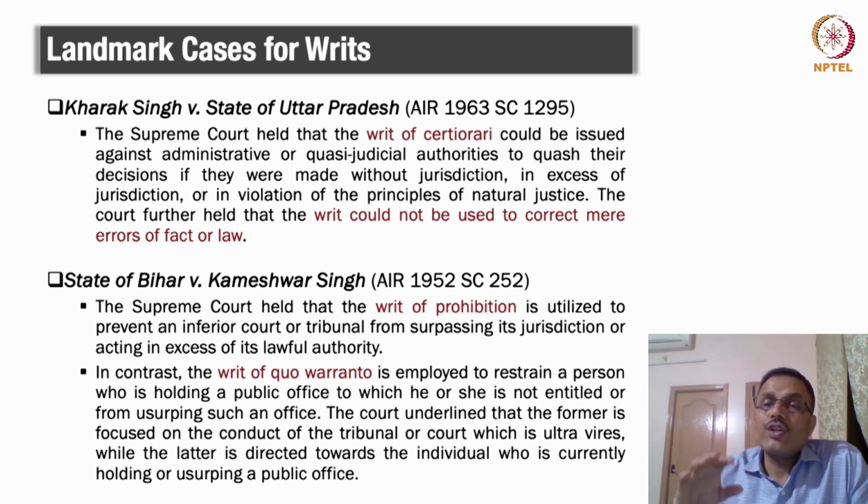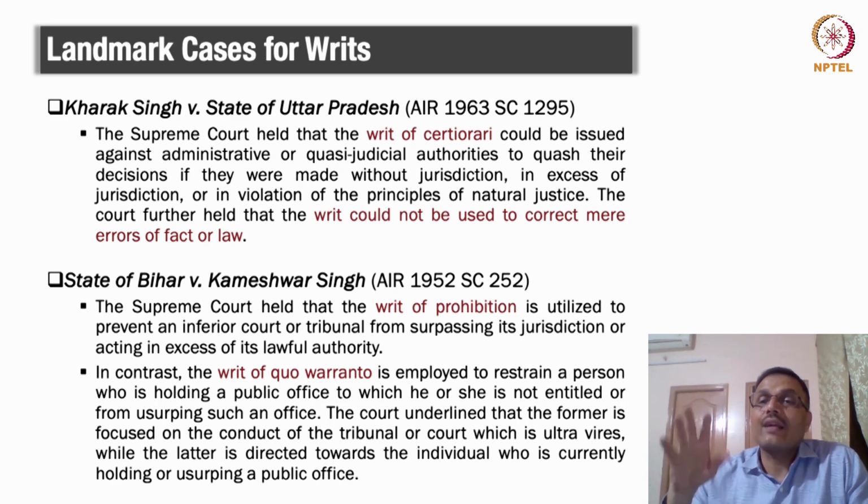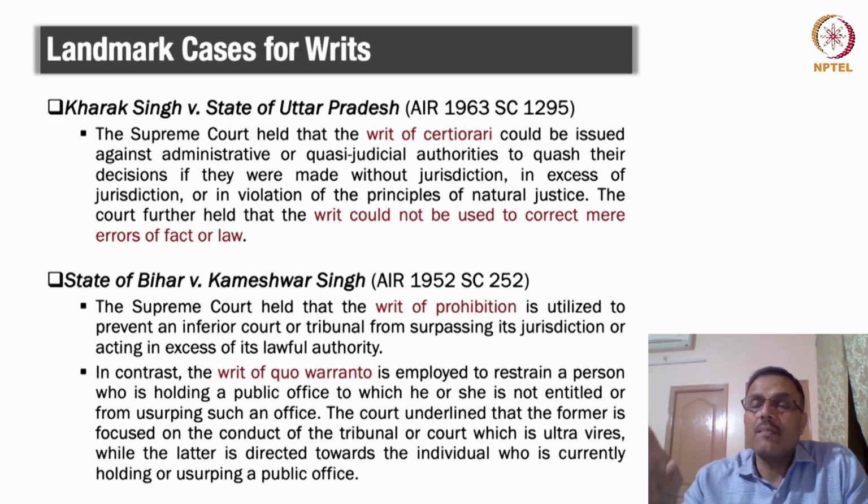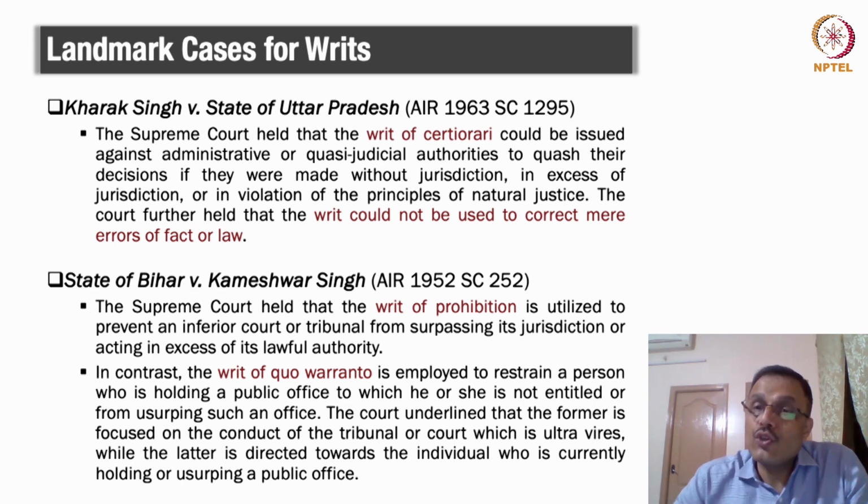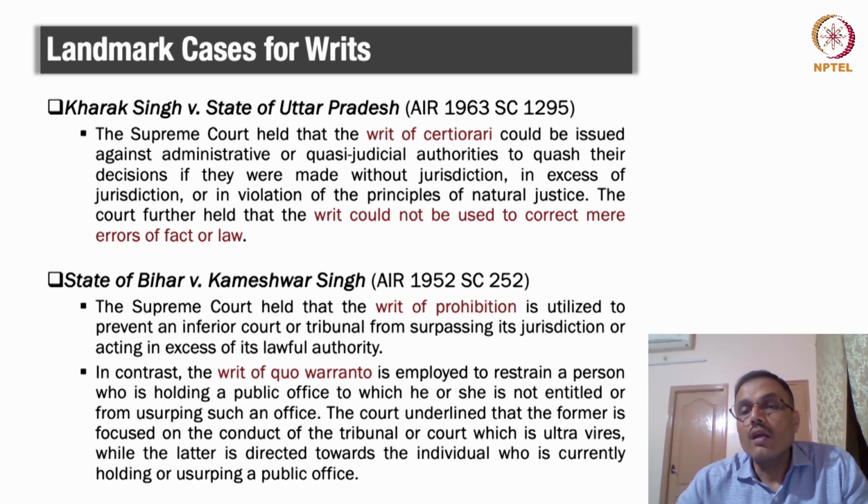See, judicial and quasi-judicial authorities are supposed to act fairly. They're supposed to act in a non-arbitrary manner and with reasonableness. And they have to provide an opportunity of being heard to the parties. They have to be transparent in their administration. And the writ of certiorari has been utilized by the Supreme Court to ensure the same, where either administrative or quasi-judicial authorities have not followed those kinds of principles in terms of administration of justice. In State of Bihar versus Kameshwar Singh, the Supreme Court held that the writ of prohibition is utilized to prevent inferior, I would not use the word inferior, rather lower courts or tribunals from surpassing their jurisdiction as well.